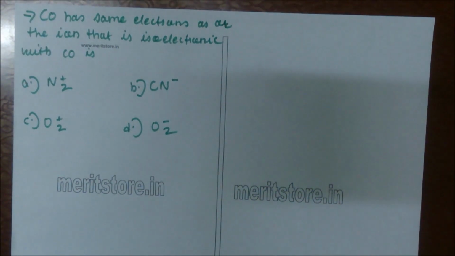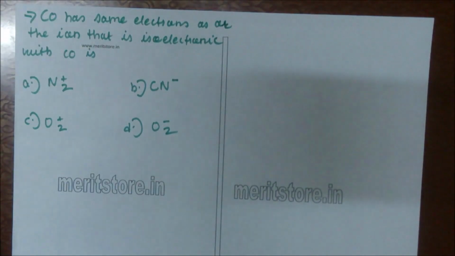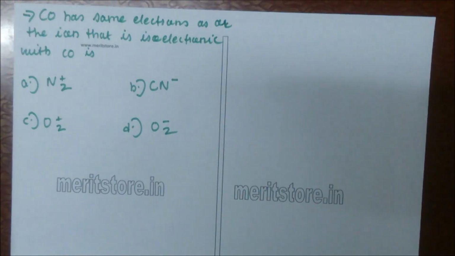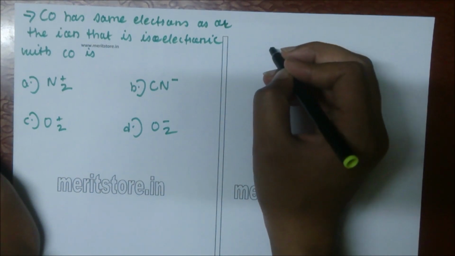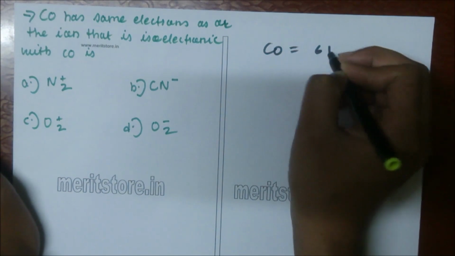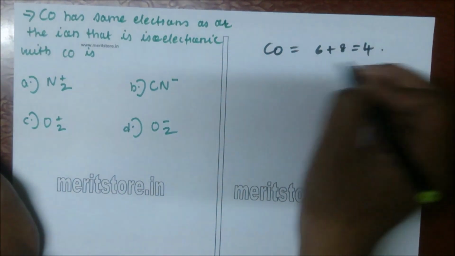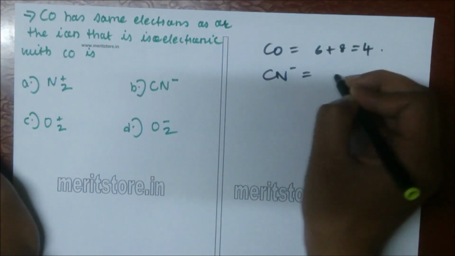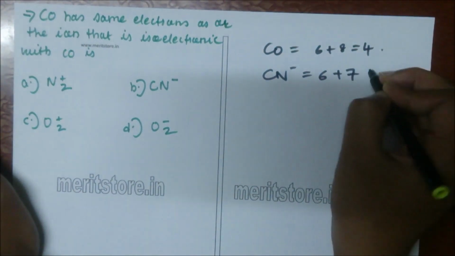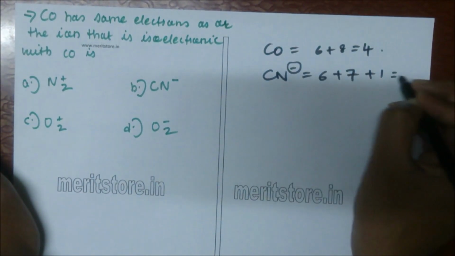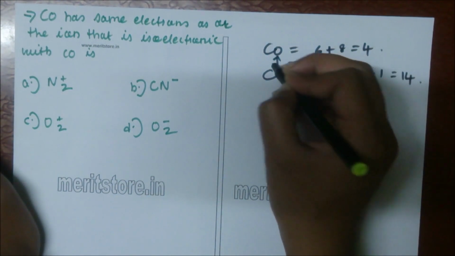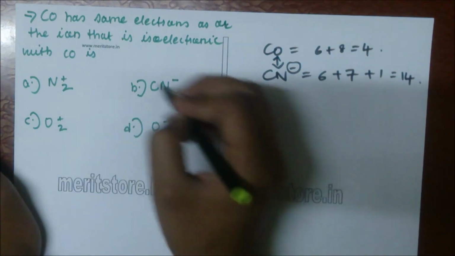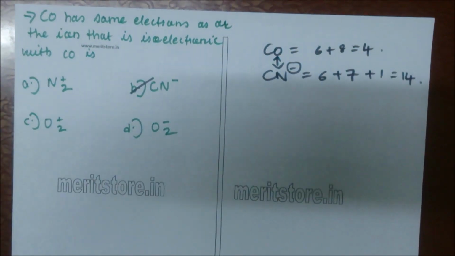The ion that is isoelectronic with carbon monoxide, CO, will have an equal number of electrons. CO has 6 plus 8, 14 electrons. CN minus, that is cyanide, will have 6 plus 7 plus 1 extra electron, equal to 14 electrons. So these two species are isoelectronic to each other. Option B is the correct answer.